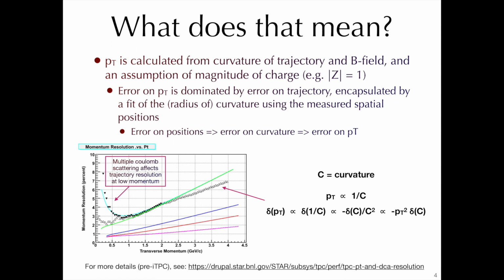This is an old plot. There are more recent plots, but I don't want to spend much longer than this talking about it. But I want people to take out of this that this shape of the momentum resolution as a function of PT is a result of the fact that the TPC doesn't measure momentum. It measures the trajectory of the particles. It measures a spatial quantity, and this is the end result.